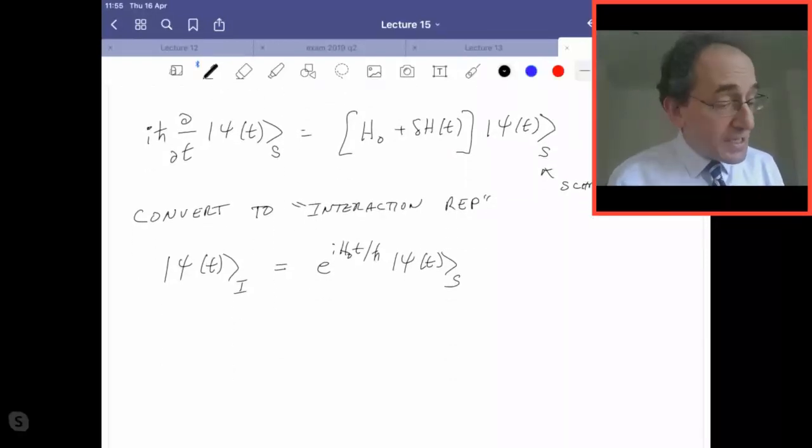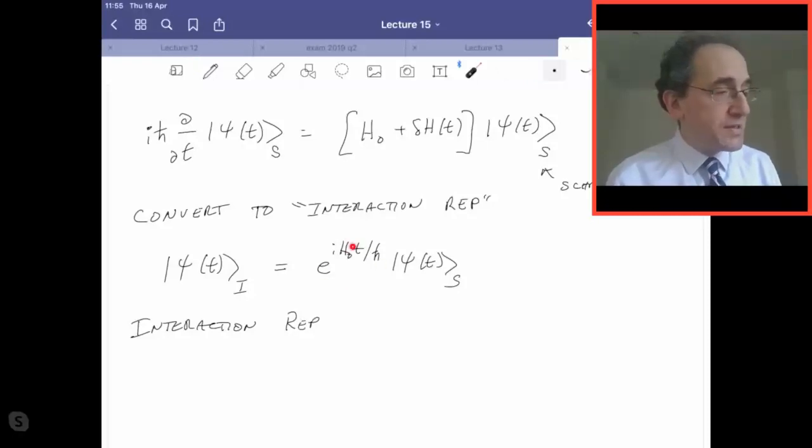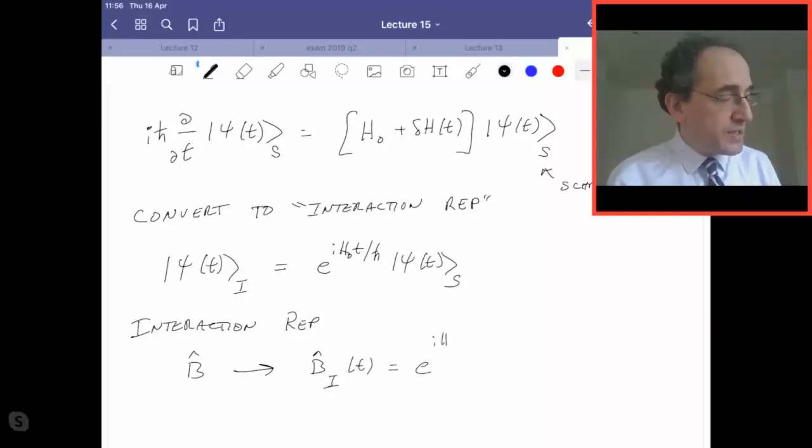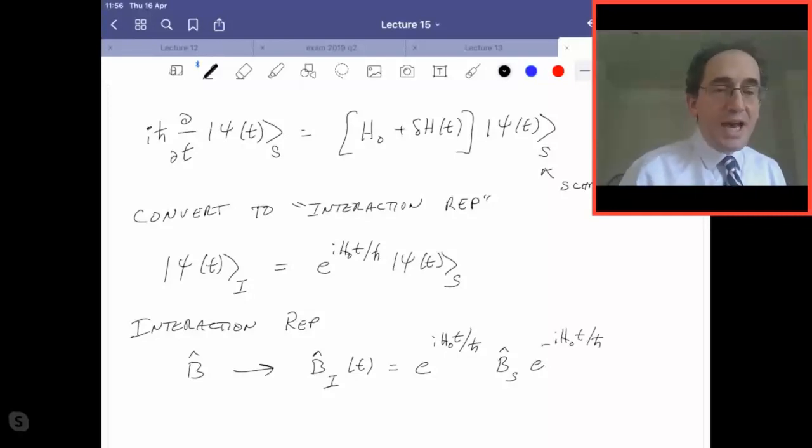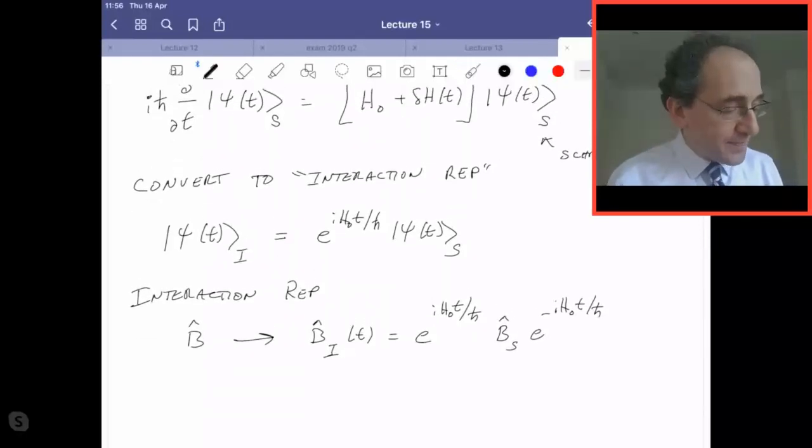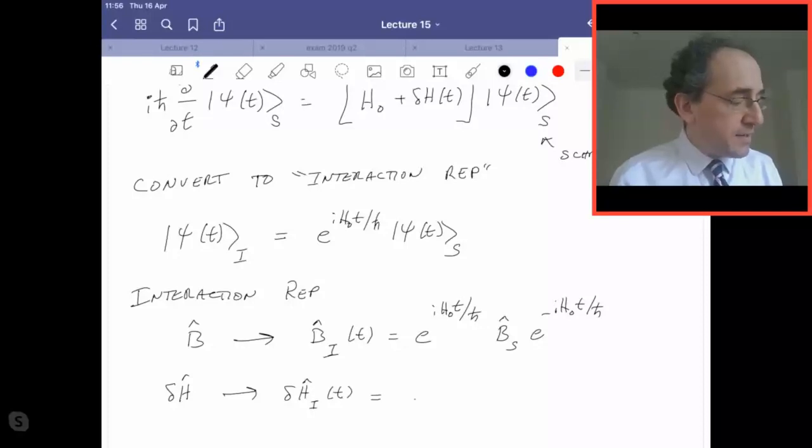In the interaction rep, operators become time dependent too, because they get these factors as well. So the B hat operator becomes B hat in the interaction rep of t, which is e to the i H naught t over h bar, B hat Schrodinger, e to the minus i H naught t over h bar. And it's easy to convince yourself that if you make this transformation on both operators and kets, then everything is still okay. Delta H also goes to delta H in the interaction representation as a function of the same t: e to the i H naught t over h bar, delta H in the Schrodinger rep, e to the minus i H naught t over h bar.